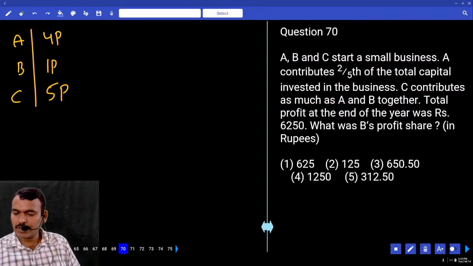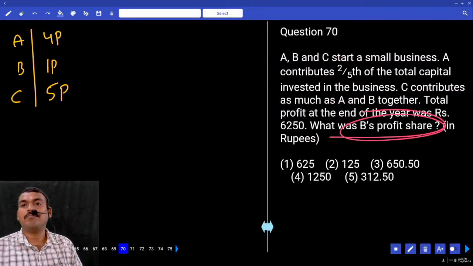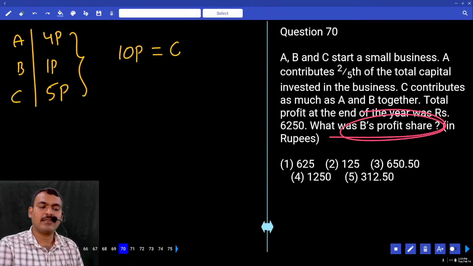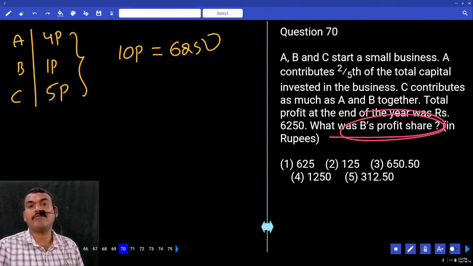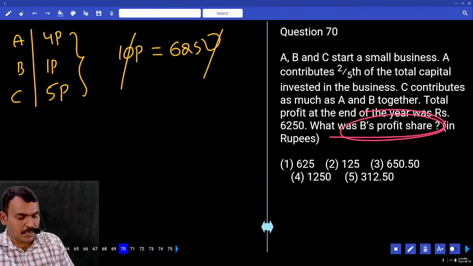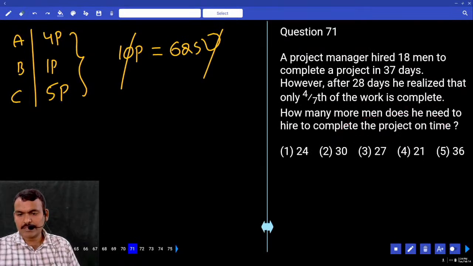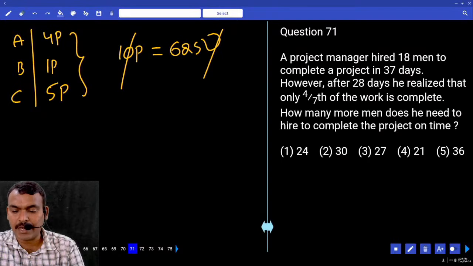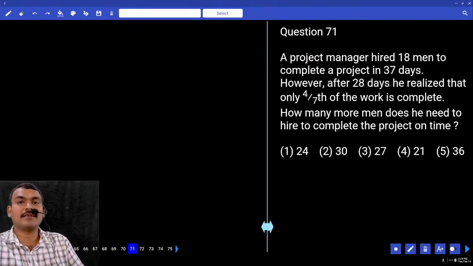And what is the question here? B's profit. Total how many parts? 10 parts. What is the 10 parts value? 6250. We require 1 part. What is the 1 part value? 625.